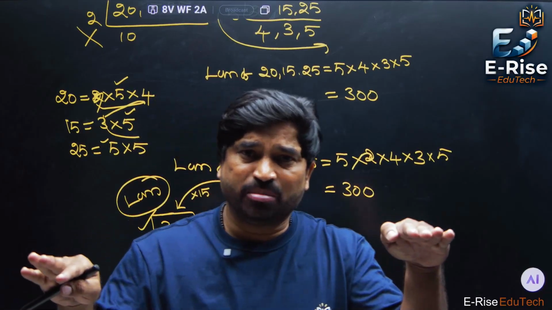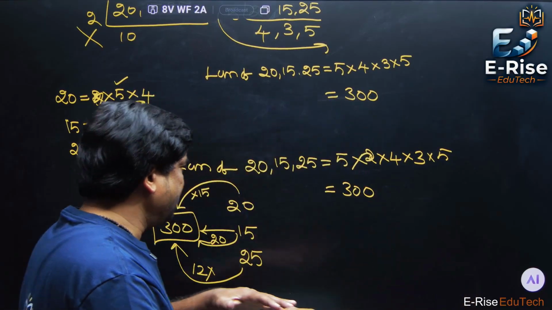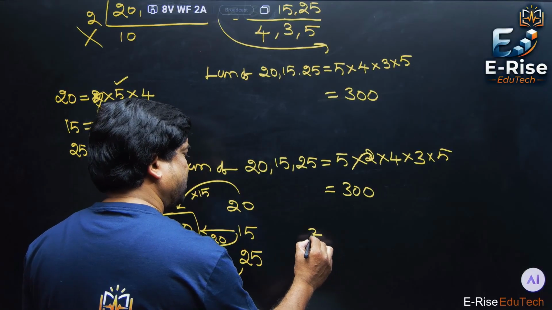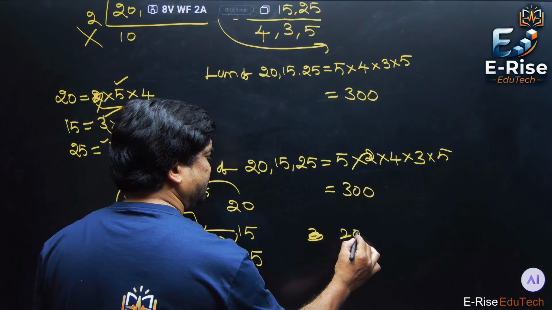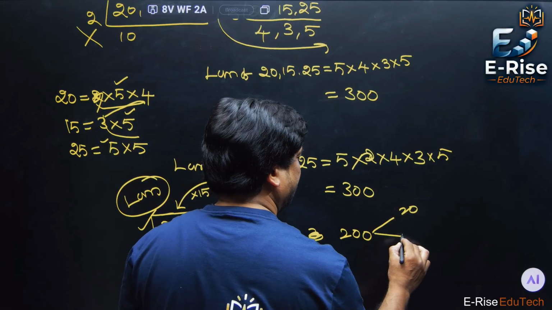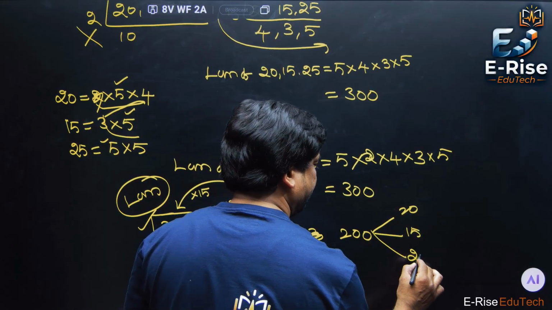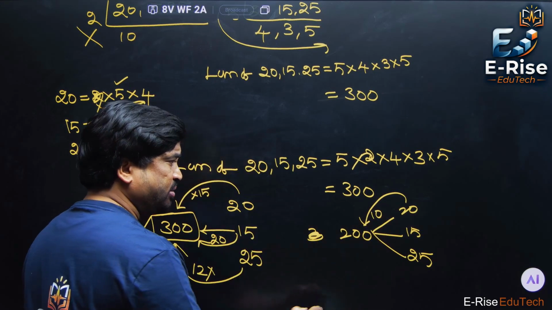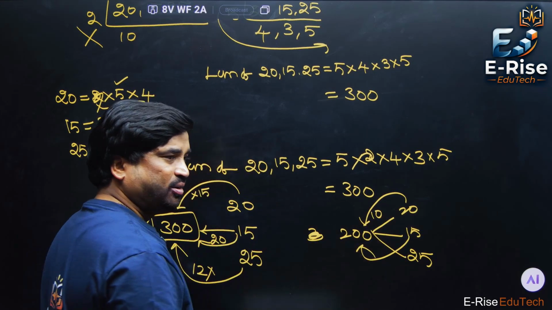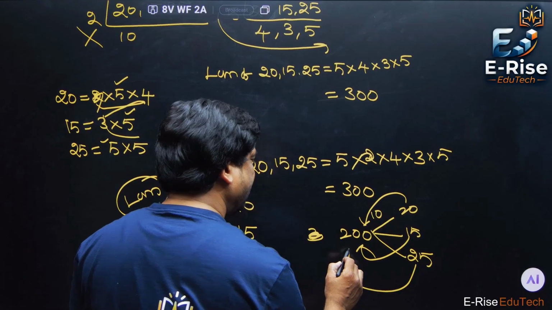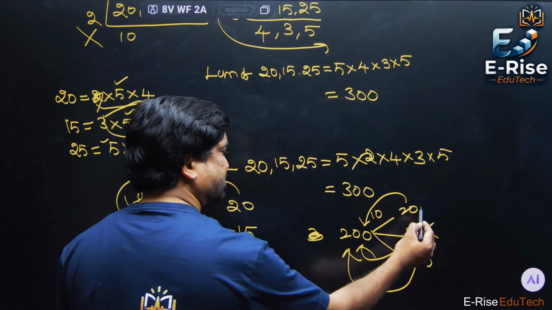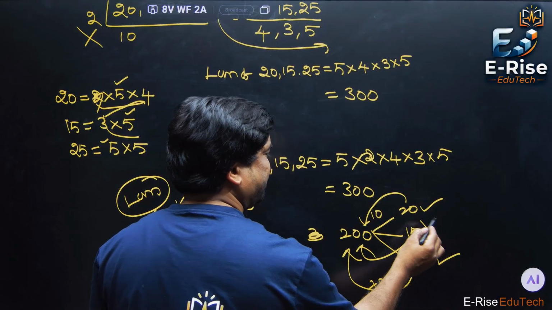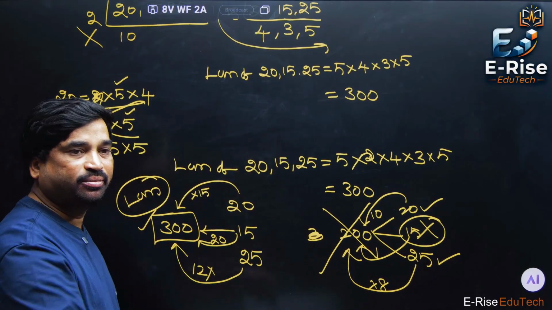A value below it is not applicable. That's the meaning. Check that also. We'll check 200 with 20, 15 and 25. 20 is multiplied 10 times to get 200. 15 is not applicable. 25 is applicable, 8 times. But 15 is not applicable. So this is not the least value.